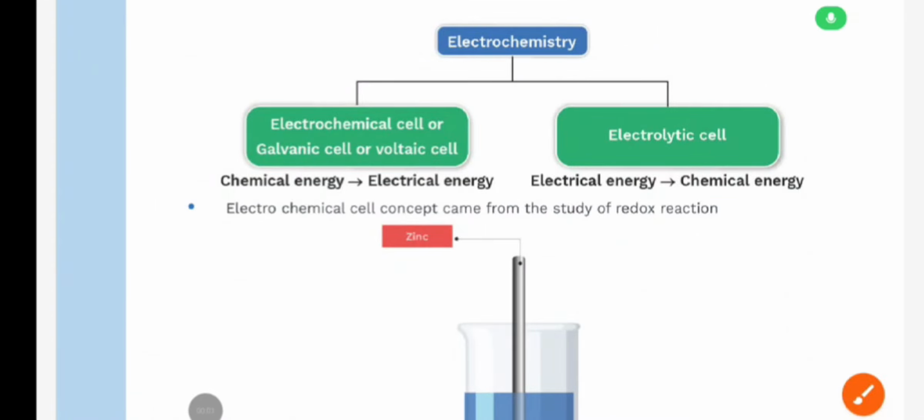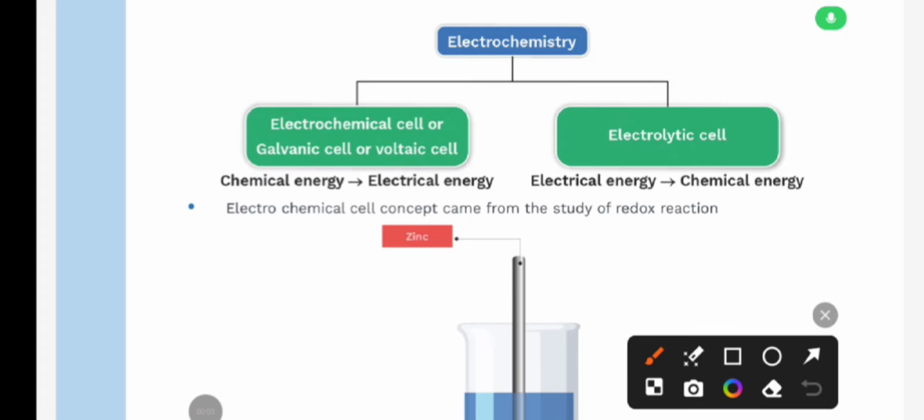Today again we will continue chapter 2, electrochemistry. In electrochemistry you will study two types of cell. One is the electrochemical cell, whose other name is galvanic cell or voltaic cell. The second type is the electrolytic cell. In the electrochemical cell you convert chemical energy into electrical energy, but in the electrolytic cell you convert electrical energy into chemical energy. Okay, the opposite case it will be here.